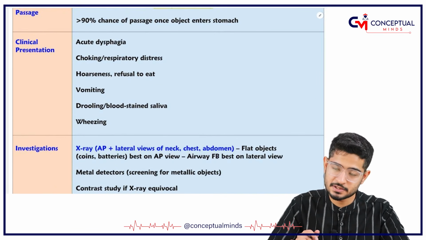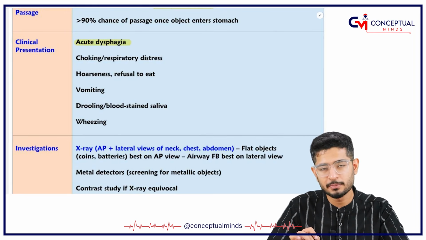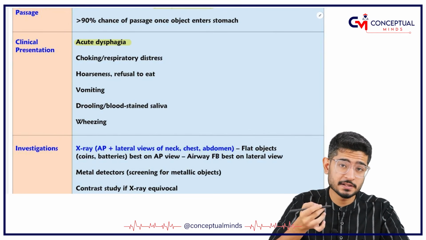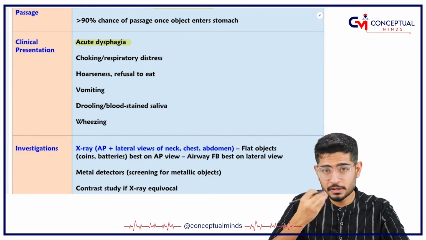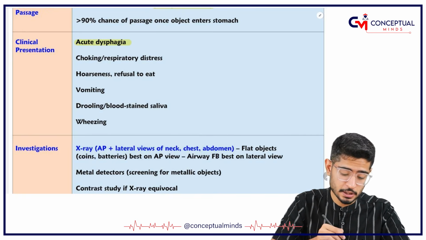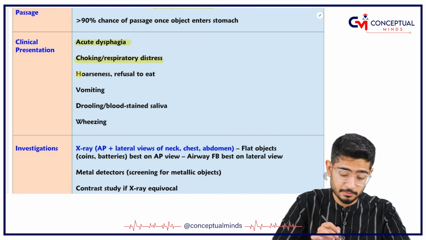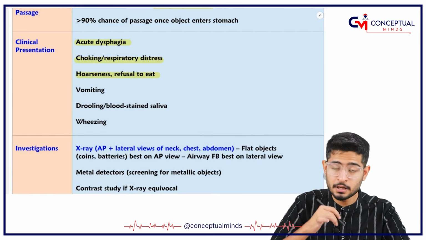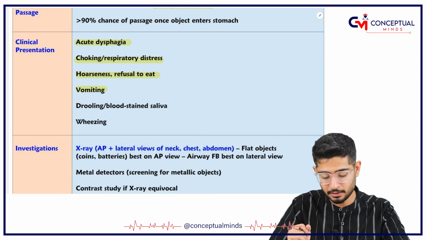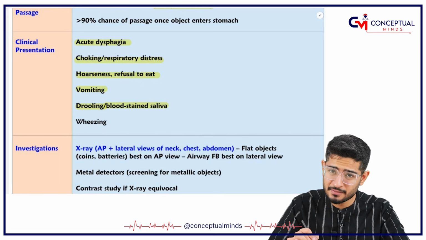What are the clinical presentations? One, there is going to be acute dysphagia. The child is not going to eat anything, and because it is going in the esophagus, whenever you start to give something to the baby, the baby might aspirate, the baby might choke. So there will be choking and respiratory distress. There can be hoarseness of voice as well. The baby is going to vomit in an attempt to expel that foreign body. There will be drooling.